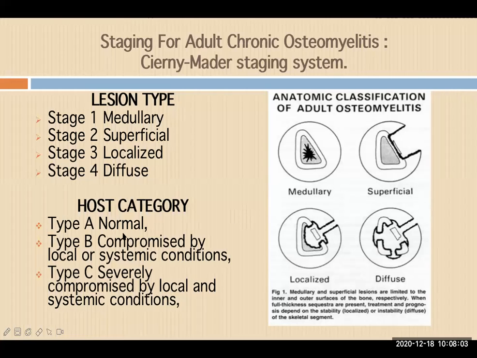Regarding the host category, type A is normal, meaning normal immunity. Type B is compromised by a local or systemic condition. And type C is severely compromised by local and systemic conditions. This means there is some predisposing factor already present in the patient.